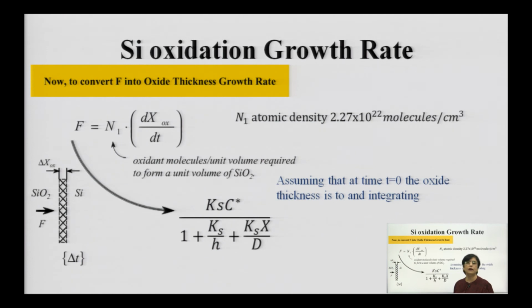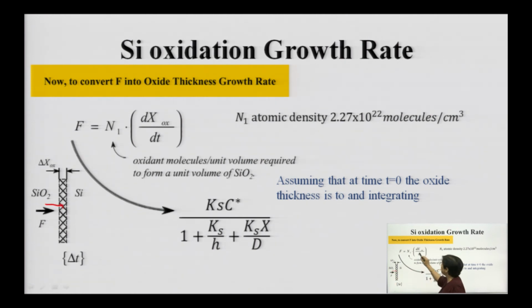Now comes the derivation; this same equation can be converted into the oxide growth rate. Now, you know the number of species which are entering the surface, as I already told you. So, here they are penetrating into the surface.